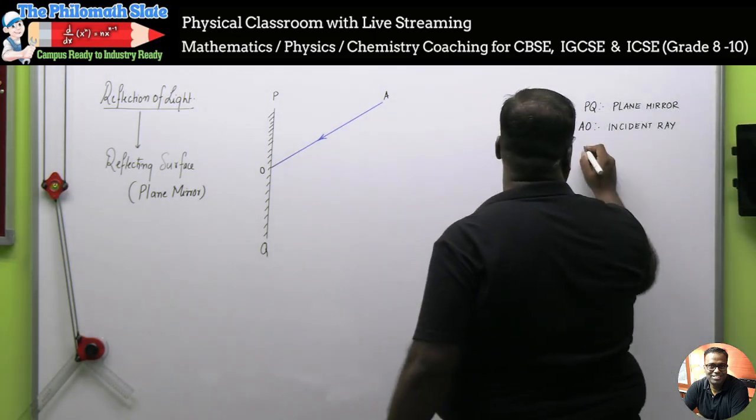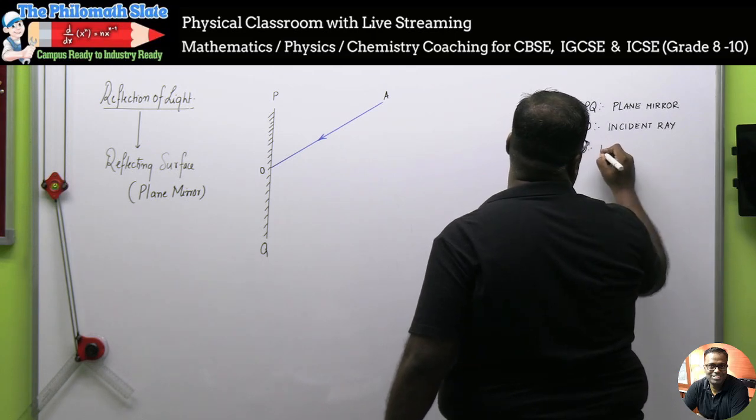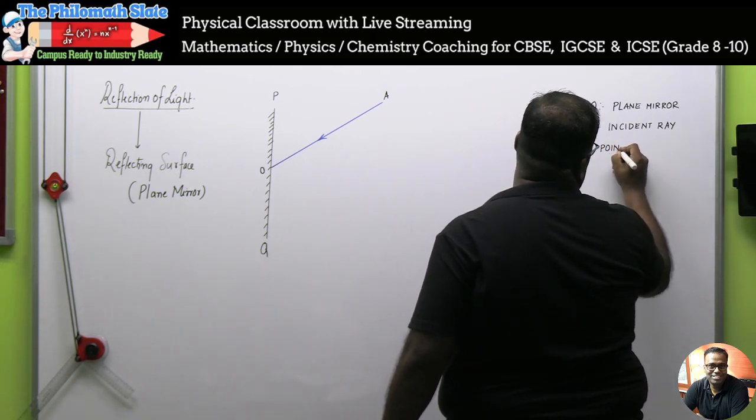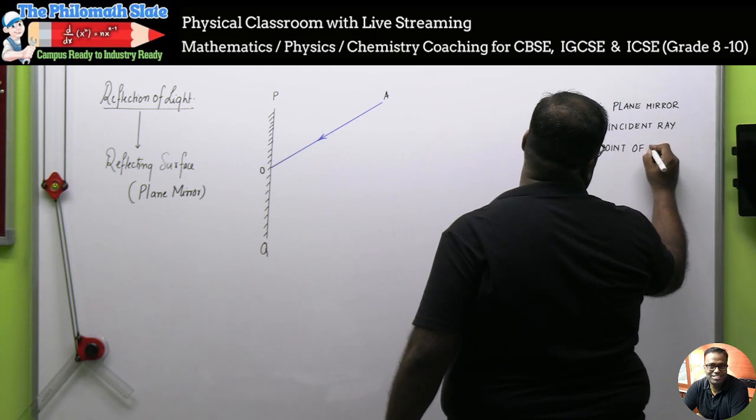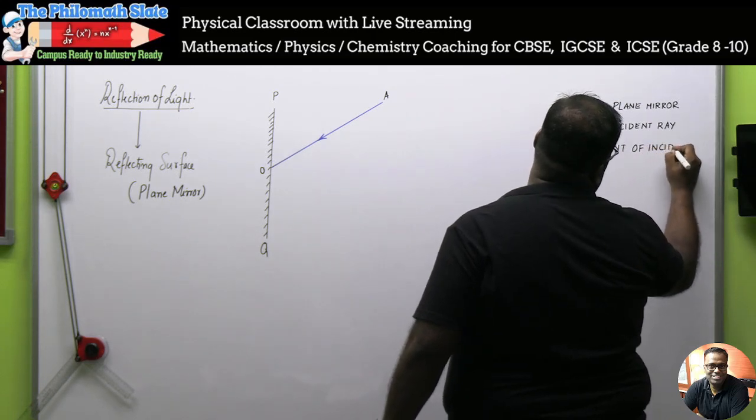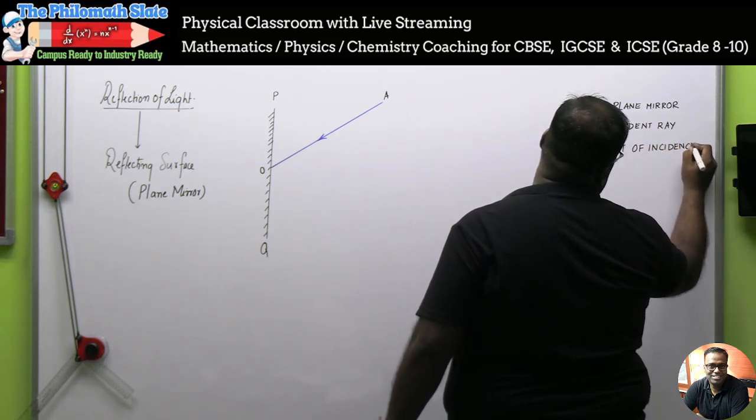इसके बाद आता है the point O. O को हम बोलेंगे point of incidence. वो मौका वारदात का जगह.